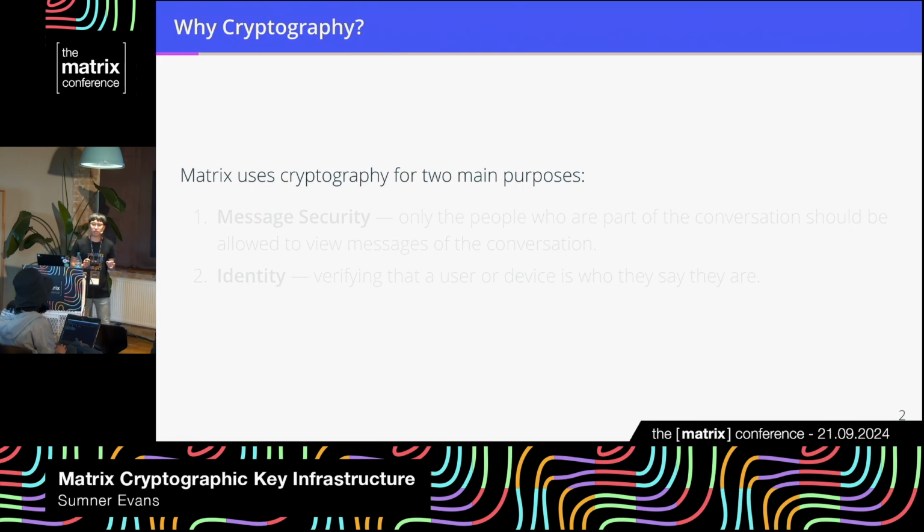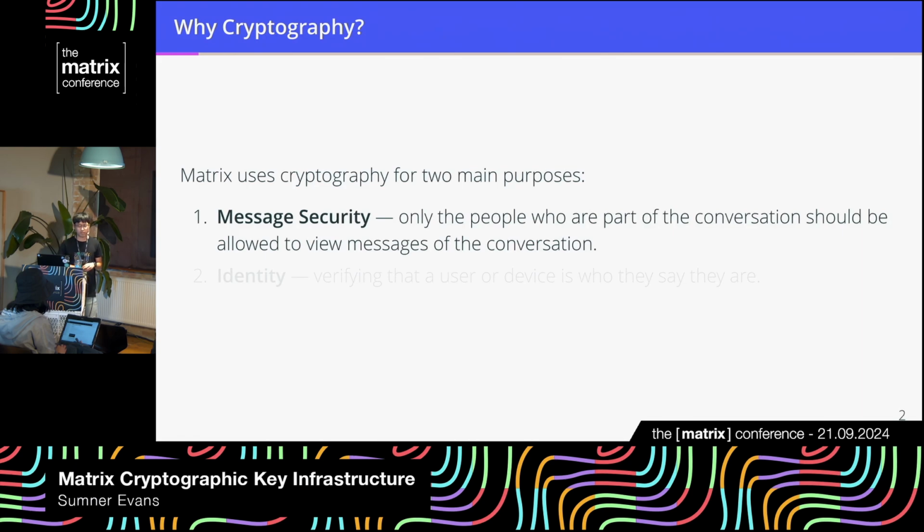Let's first talk about what we use cryptography in Matrix for. There are two main purposes. The first one is, as I've already mentioned, message security. We only want the people who are in the conversation to be able to read the messages of the conversation. As an additional benefit of how Matrix accomplishes this, we also get tamper evidence. So if the message gets tampered with by a man-in-the-middle actor, we will know.